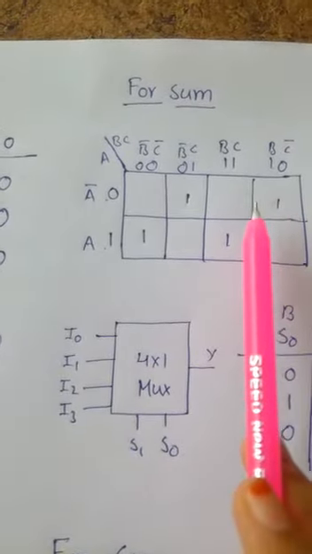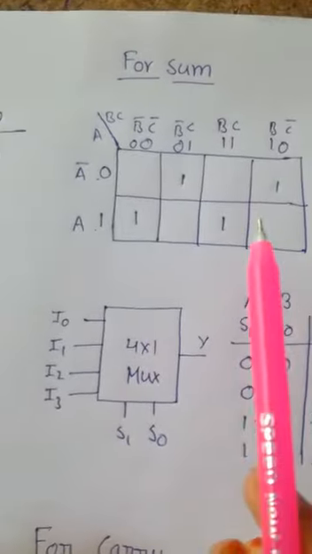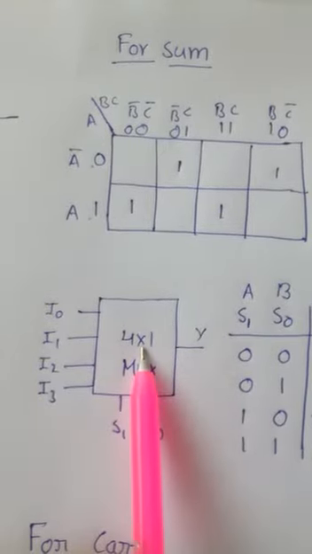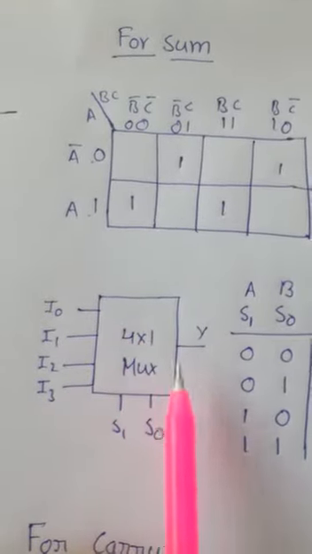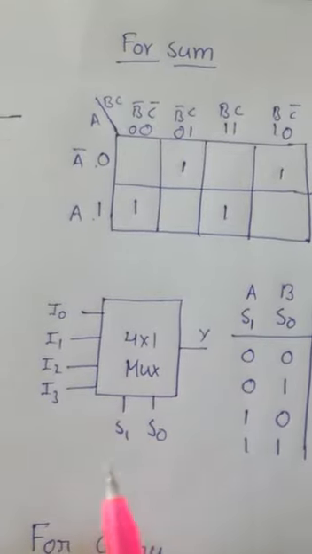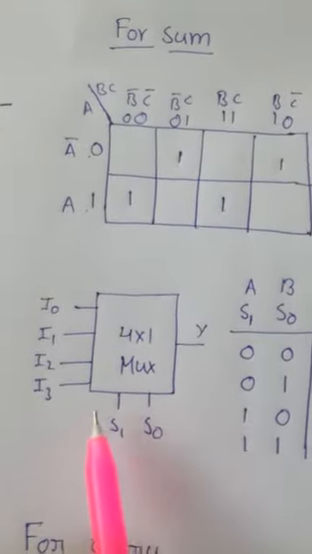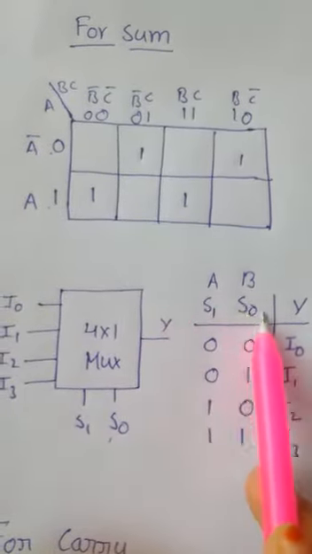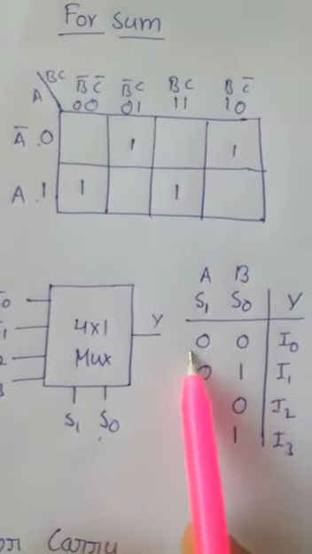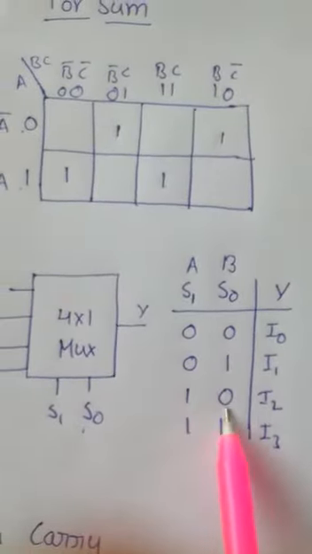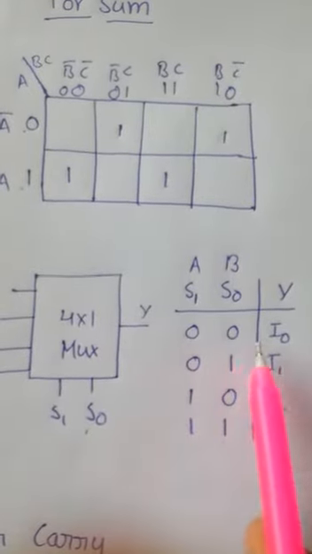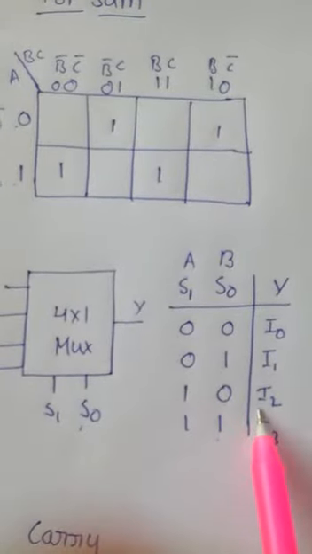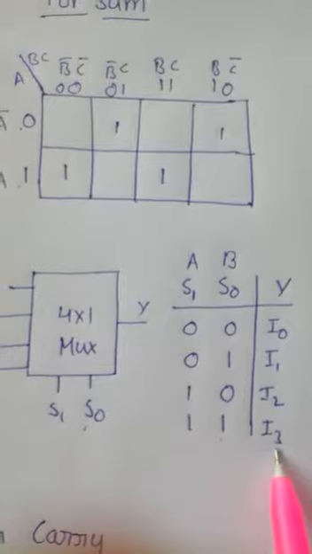Now let us take two selectors, that is, we are taking the 4 into 1 mux, that is 2 power n into 1. Now n is equal to 2. Therefore selector lines are 2, that are S1 and S0. We have taken S1 as A and S0 as B. The combinations are 0 0, 0 1, 1 0, 1 1. If we have 0 0, output is I0. 0 1, output is I1. 1 0, output is I2. 1 1, output is I3.